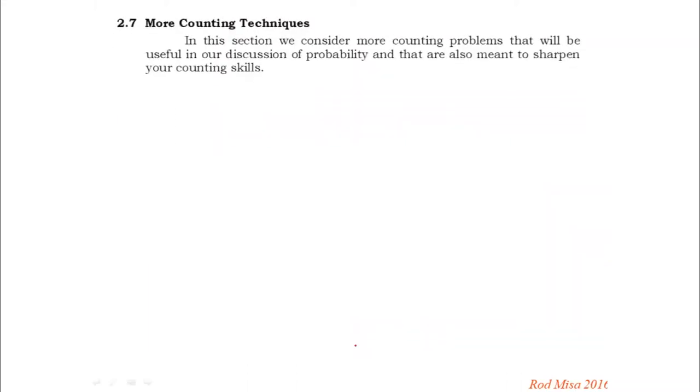Now, I will give you more problems on counting techniques. So here, we will be considering a little more challenging problem that could be useful in the discussion of probability, and these are also meant to sharpen your counting skills. Take note that in the second lecture, I said we are counting without really counting. So, what is the meaning of that? We are saying that we know the number of possible outcomes without even listing all of the possible outcomes, by just using counting techniques.